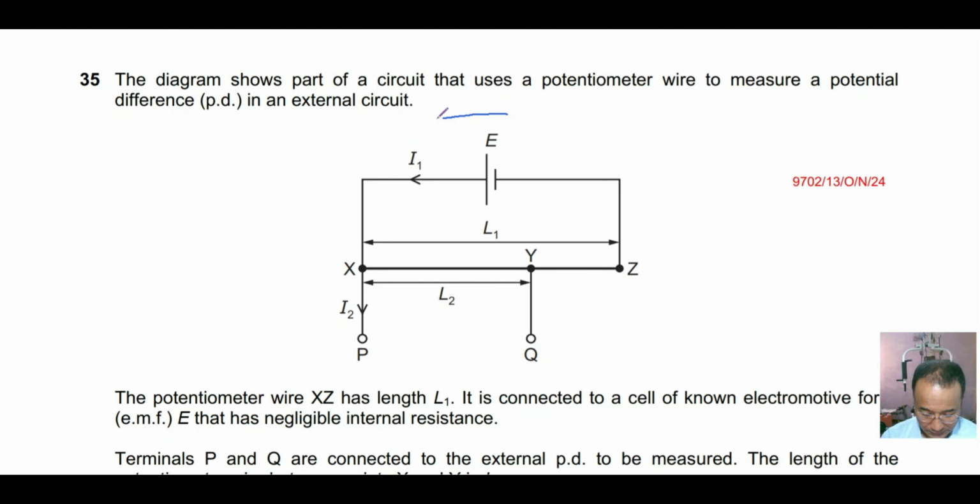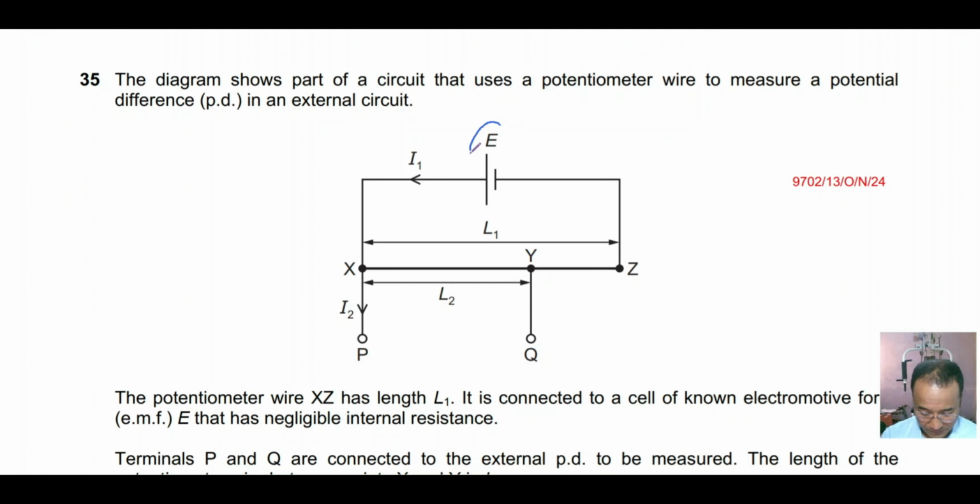So this whole circuit is a potentiometer wired to measure a potential difference in an external circuit. The potentiometer wire XZ has length L1, so XZ is this, X and Z, whose length is L1. It is connected to a cell of unknown EMF, EMF E, that has a negligible inner resistance.